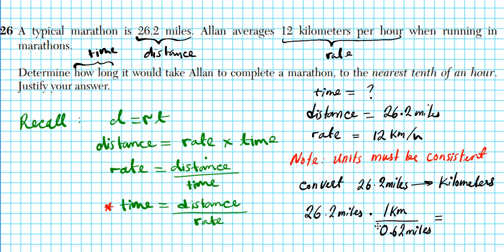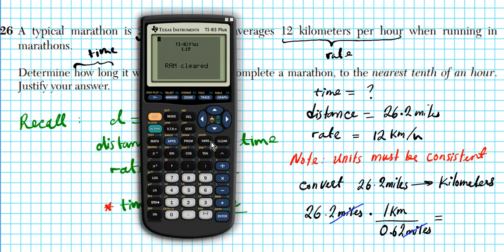Now, why did I set it up like this? We are going from miles to kilometers, so I want to set up my conversion factor in such a way that miles cancel out and the only unit left standing is kilometers. Okay, so these miles cancel out. So our resulting answer will be 26.2 times 1, which is 26.2, divided by 0.62. So let's go ahead and do that. 26.2 divided by 0.62, we have 42.2581. What on earth is that? What unit is that? That is 26.2 miles in kilometer form.